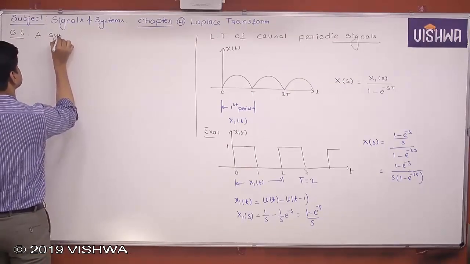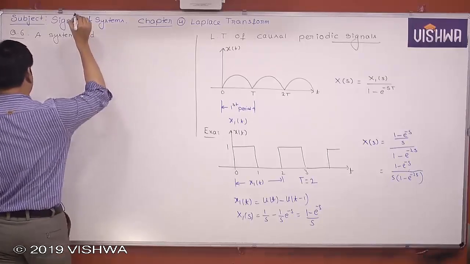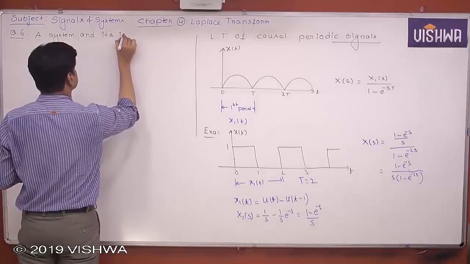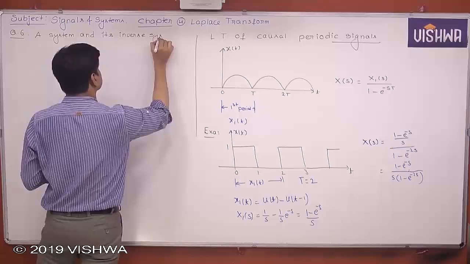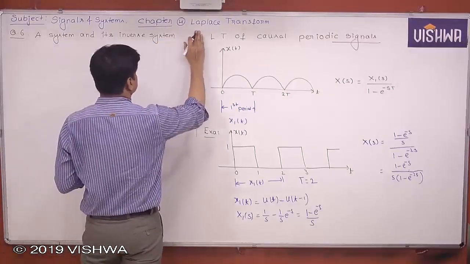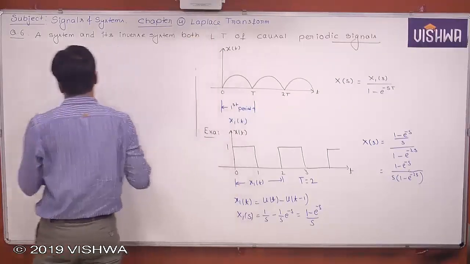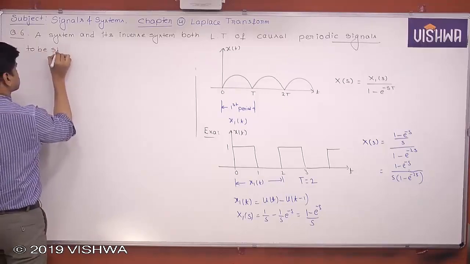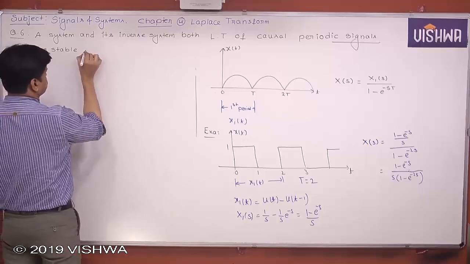A system and its inverse system, both to be stable, which of the following is true?